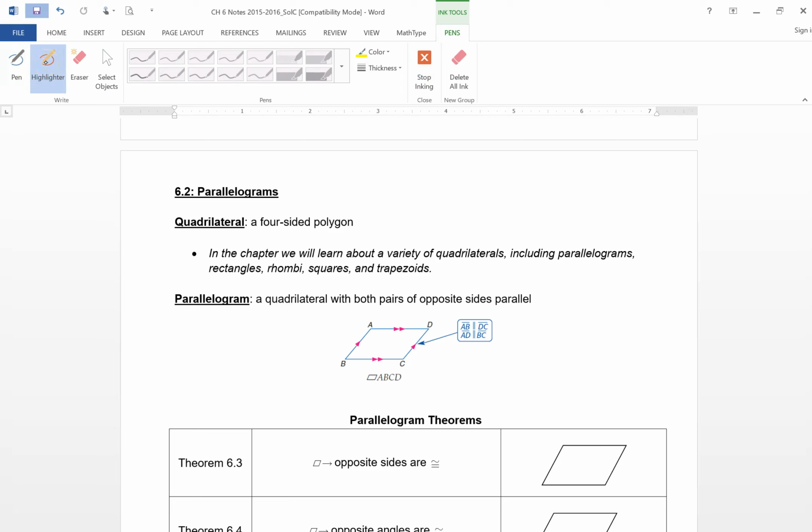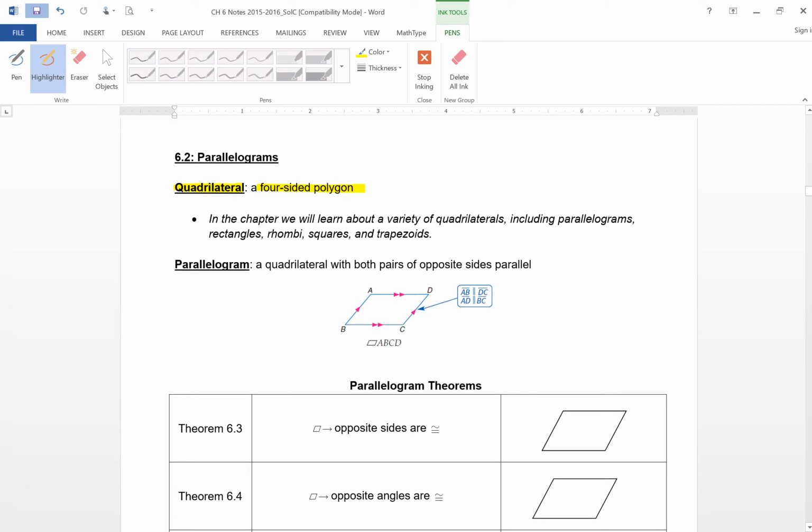So first of all, let's talk about what a quadrilateral is. Let's not forget the fact that it's just a four-sided polygon, okay? And we're going to talk about parallelograms. That's one type of quadrilateral. There are also rectangles, rhombi, that's the plural of rhombus, squares, and trapezoids. All right? Actually, we're also going to talk about kites.